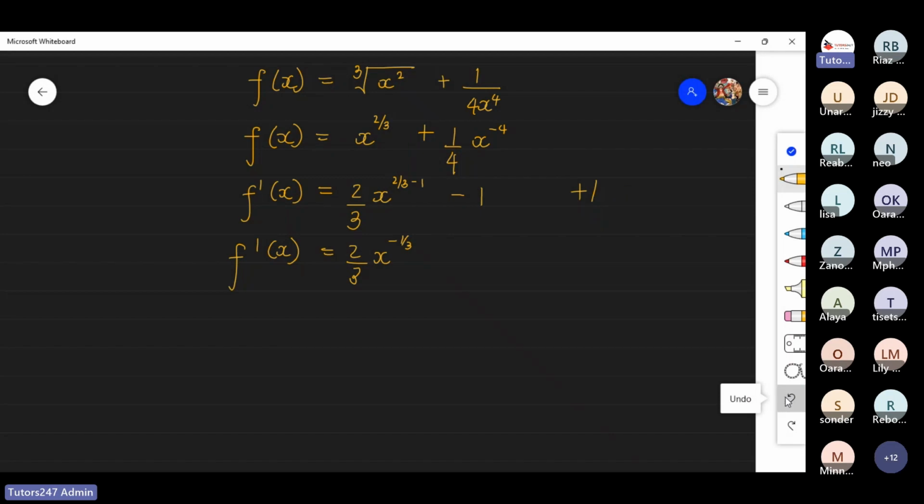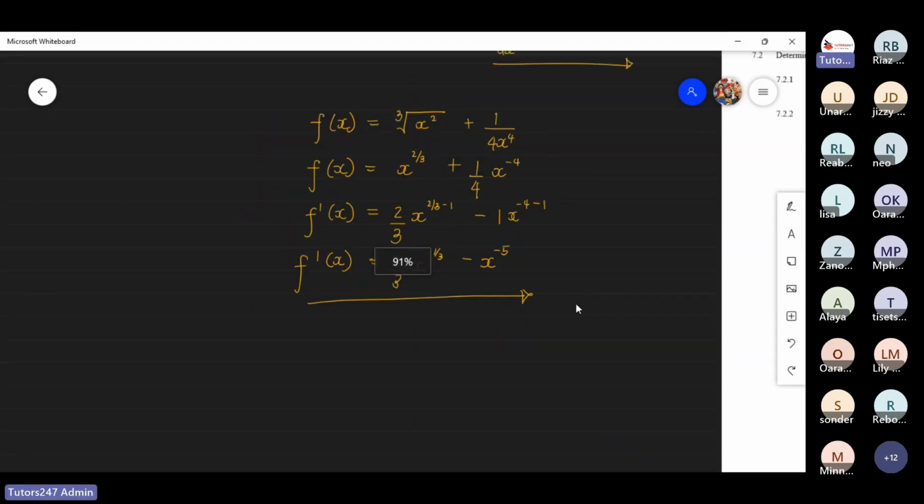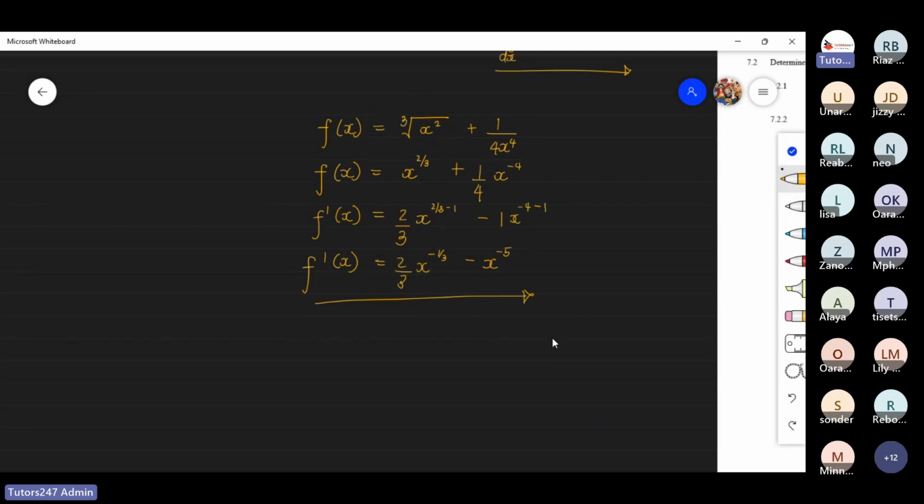Next, we need to subtract 1 from the exponent. So we have x to the power negative 4 minus 1, which then becomes minus x to the power negative 5. Now, if the question specified that we need to leave our answer in a positive exponent form, then we would have to move x to the power negative 5 to the bottom into the denominator position, which would then become 1 over x to the power 5, or specifically negative 1 over x to the power 5.